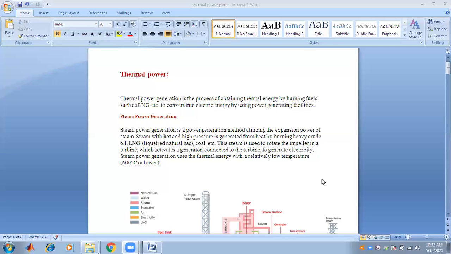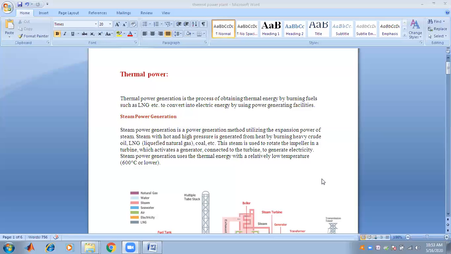The generator is connected to the turbine, which means this high speed, hot and high pressure steam rotates the turbine. The turbine acts as a prime mover to the generator and rotates the generator in order to produce electricity. The hot, high pressure steam is generated due to the burning of coal. Steam power generation uses thermal energy at a relatively low temperature, called 60 degrees centigrade or lower.